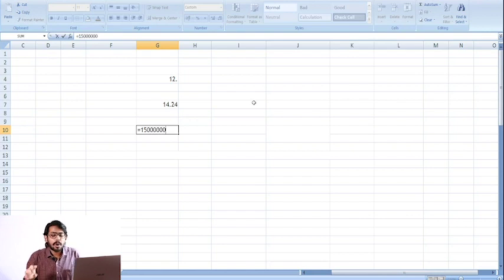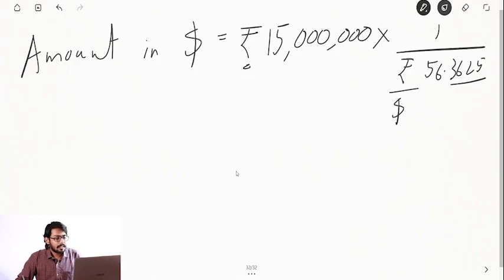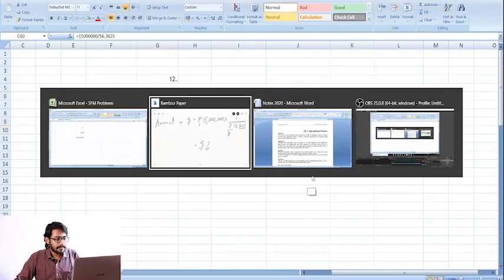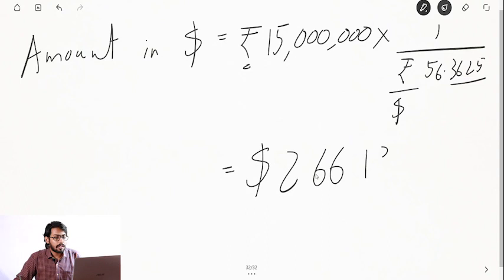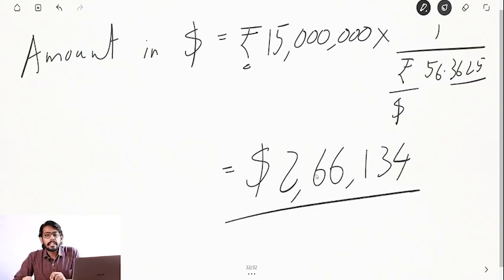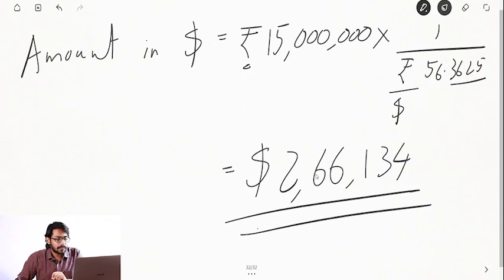CA final students, I need not teach you how many zeros a million has. 15 million is 1 crore 50 lakhs. Do the math. Divided by 56.3625. The rate is correct. 56.3625 of the bid. You will get 2,66,134. In your final answer, decimal is not necessary. Rupees 2,66,134. He will have to invest $2,66,134. Okay. Now, before we move on, 2 questions you have to answer.